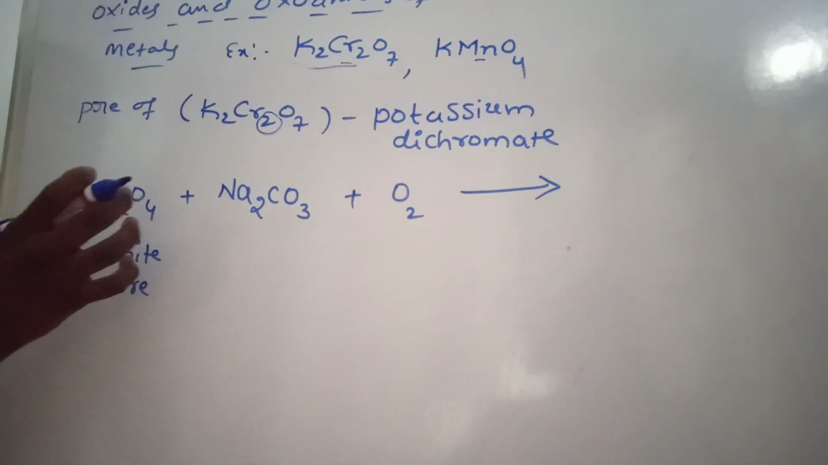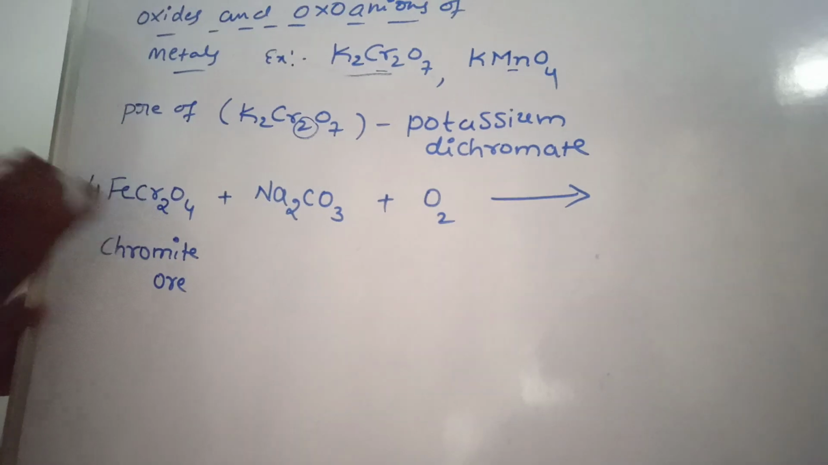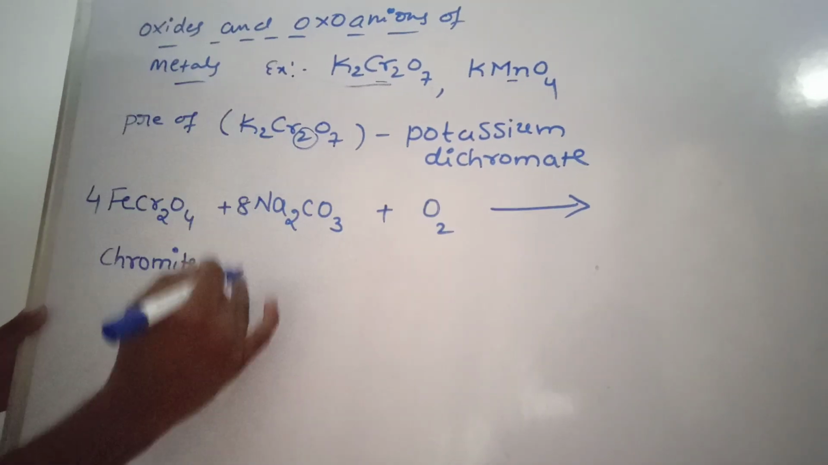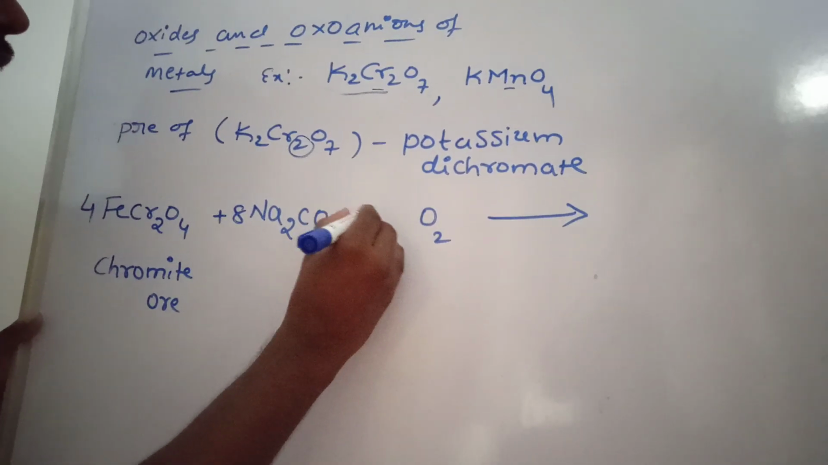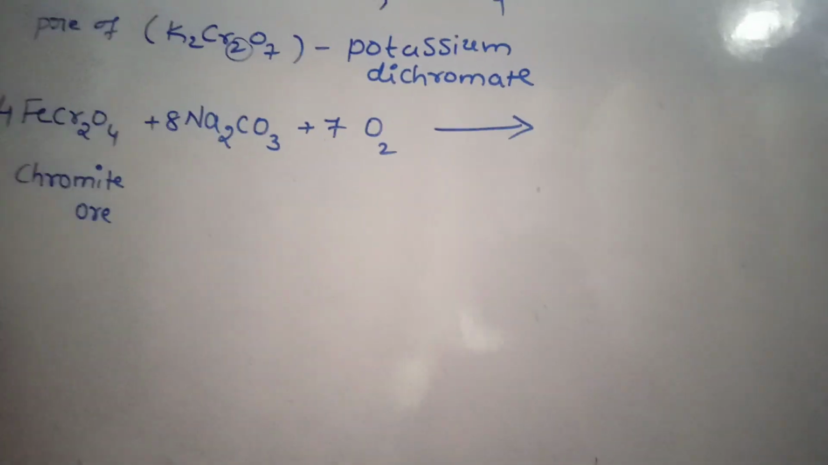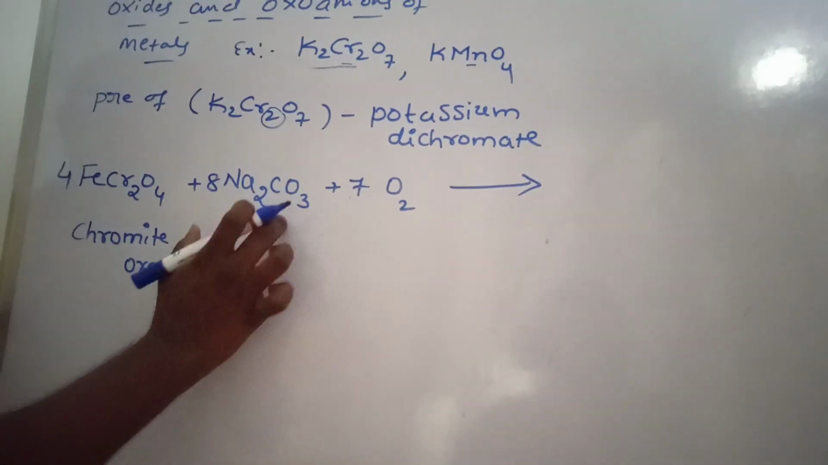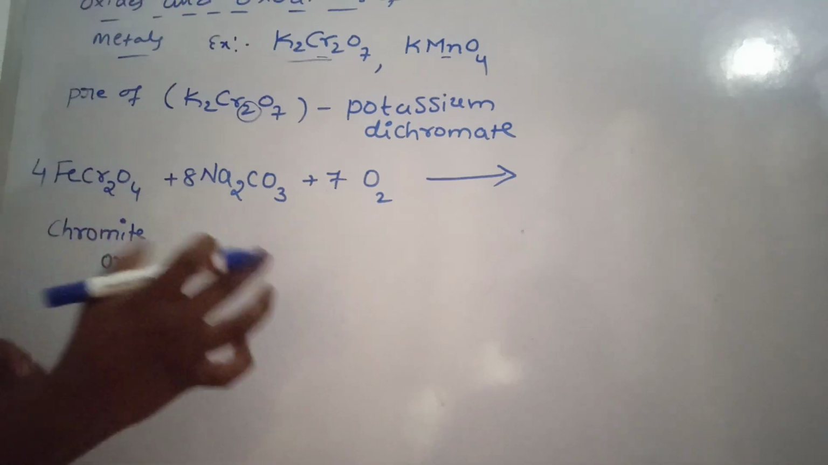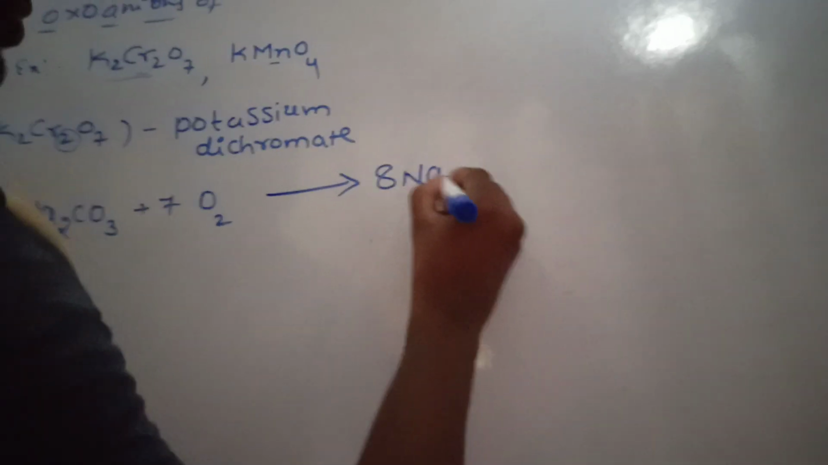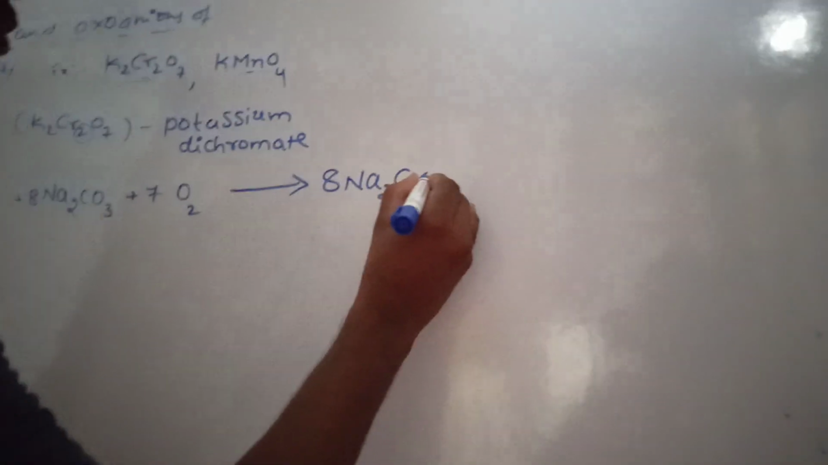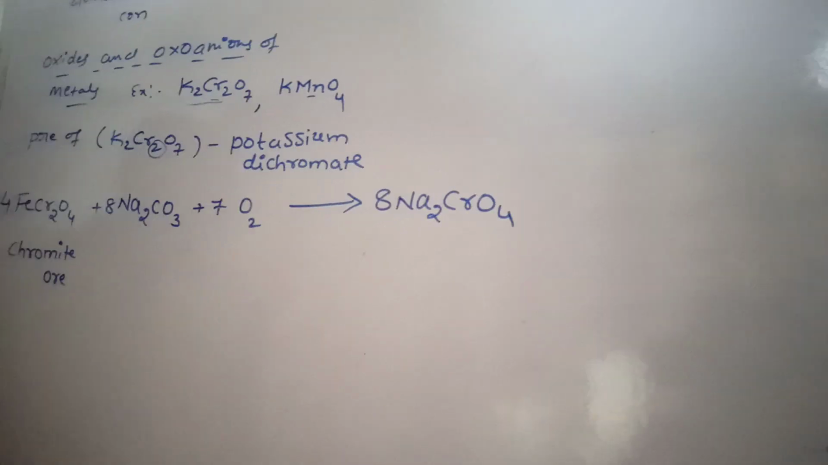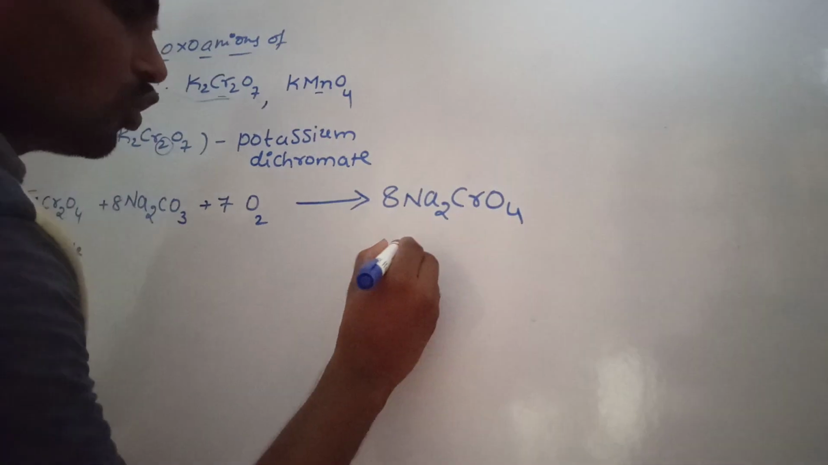Here I will say one technique. You consider 4 moles, 4 doubled is 8. In this, 8 ones you reduce, 7. These are the numbers of moles of the respective compounds. These 3 reactants react together. It gives Na2CrO4. This is called sodium chromate.